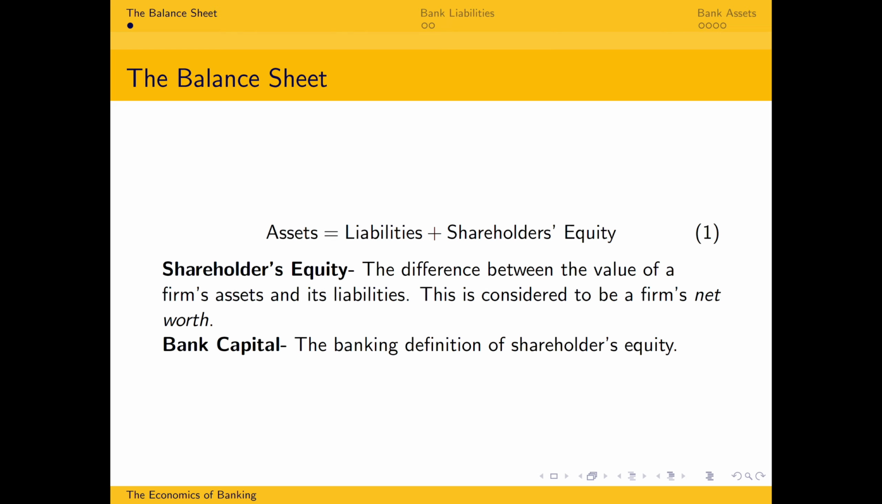So in the banking world, this is going to be called bank capital. So we really have three different definitions for the same thing. Shareholders' equity is what accountants call it, net worth is what economists call it, and bank capital is what finance people call it. So kind of weird, but it's all the same thing.